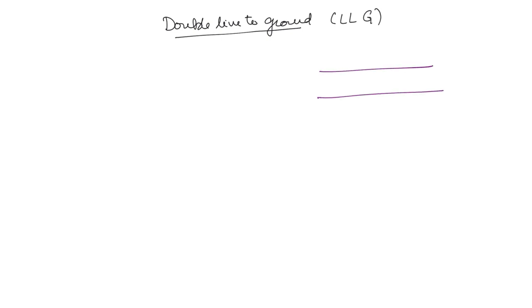Double line to ground fault. So, here two lines are going to be short circuited to the ground. Okay. So, if you take the transmission line, now two of the lines they will be short circuited and also they will be connected to the ground via a fault impedance ZF. What will be the current here?